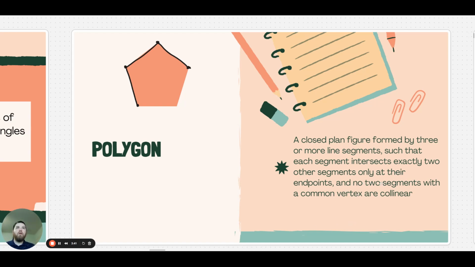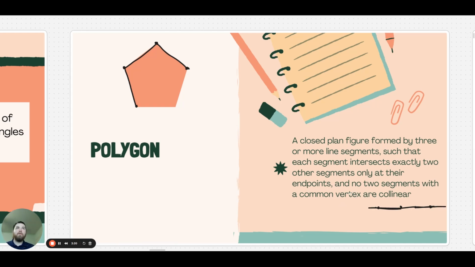And so it's that no two segments with a common vertex are collinear. So basically, remember, collinear means together. That co means together, and then linear means on a line. So I can't have a segment like this and then have another segment that's like this, because that's all on the same line right there. So that's what a polygon is.